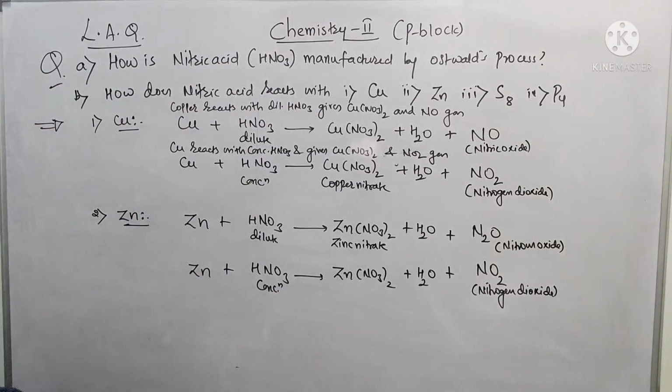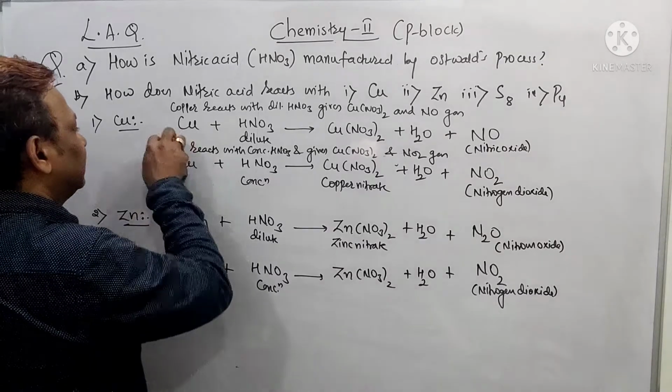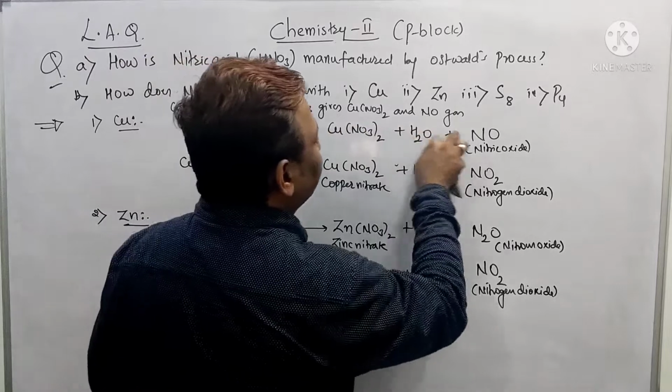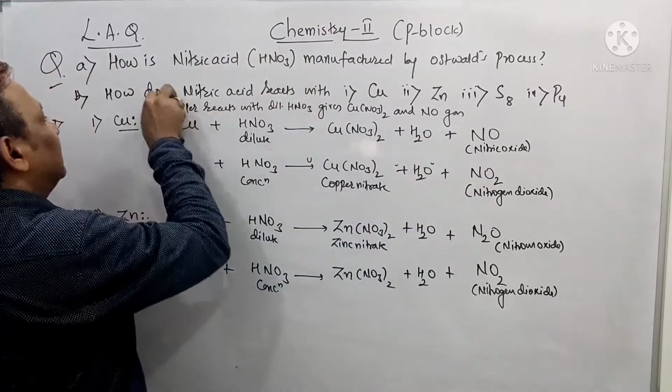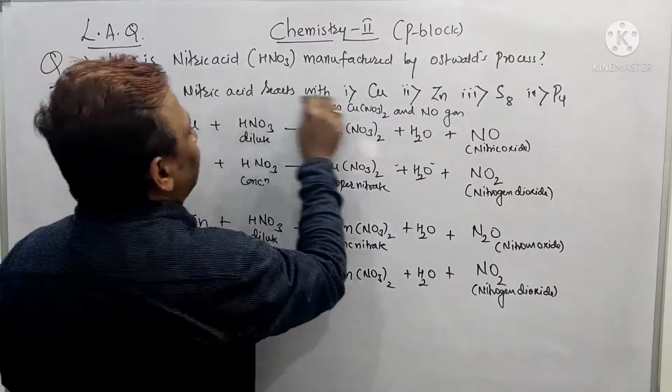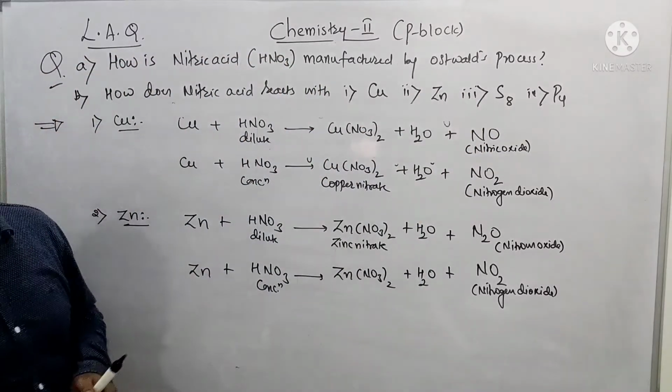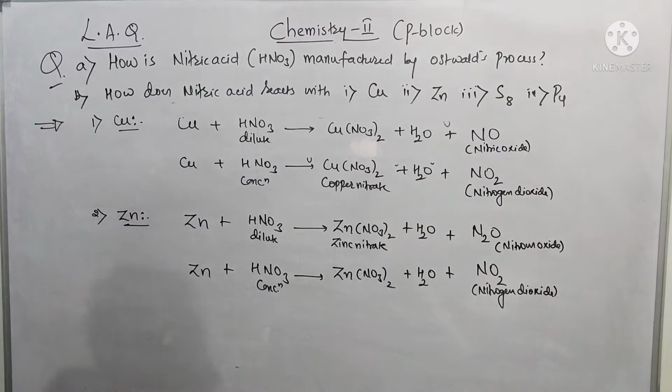What is the one part, beta? Reaction of copper. Yes, sir. Reaction of copper with dilute nitric acid and reaction of zinc with dilute nitric acid. This is only two parts we wrote. Is it clear, beta? Please take a screenshot.